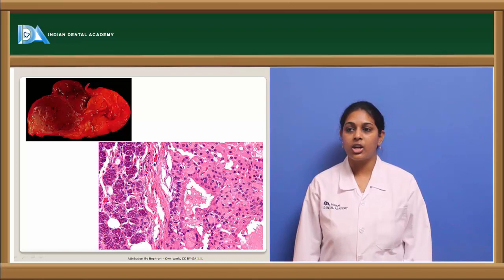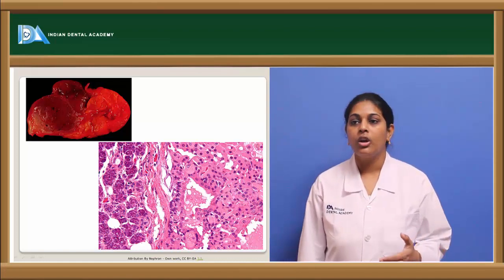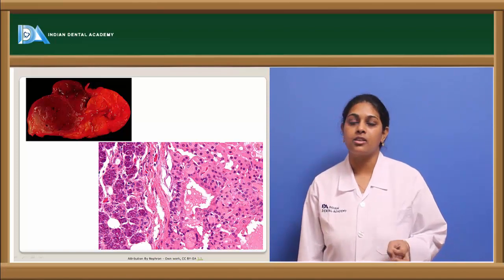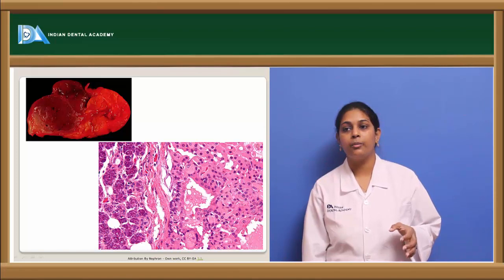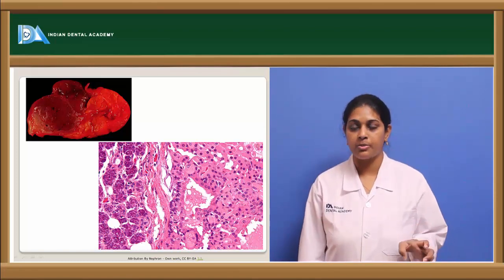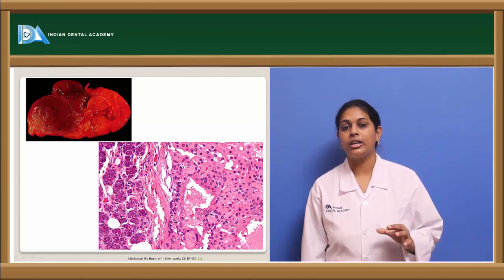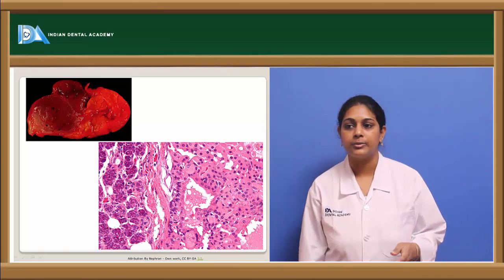The right side of the tissue shows normal salivary gland tissue, whereas the left side shows a lobulated or nodular gross specimen. It appears reddish in color because it is a fresh specimen which has been removed from the patient, giving varying hues of red.